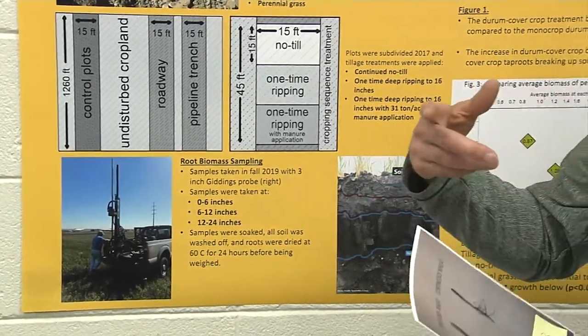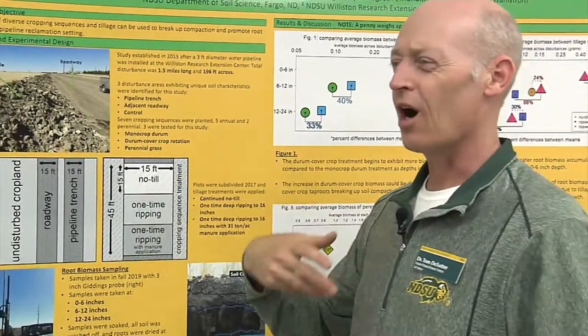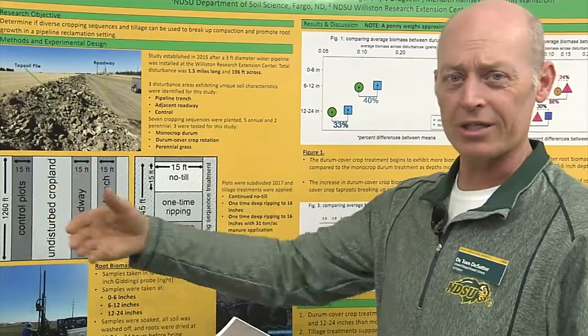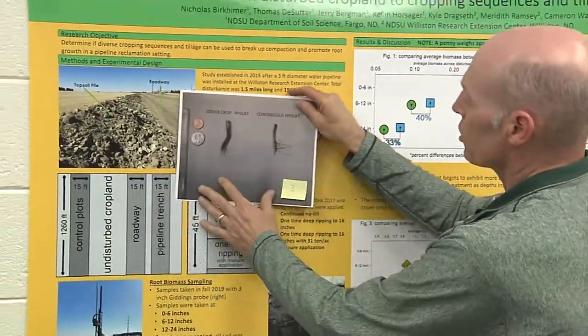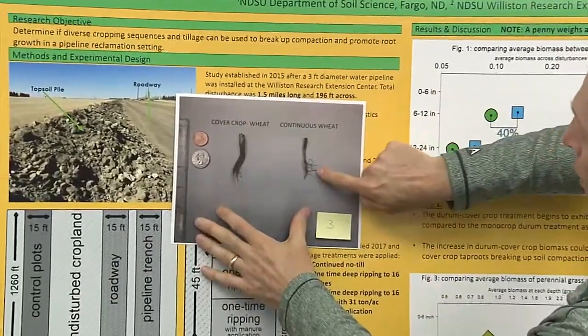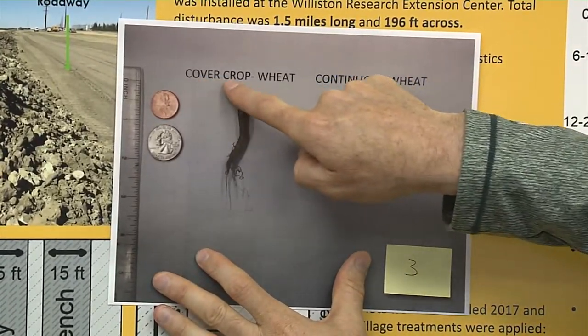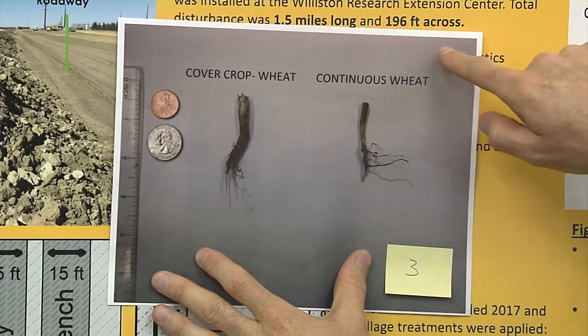So then the cropping rotation can also make a difference. And what we've tried to do is look at, okay, if you put a cover crop in first and then planted wheat, or if you did a continuous wheat, what would happen? On the right-hand side is our continuous wheat, and on the left-hand side is the cover crop followed by wheat.